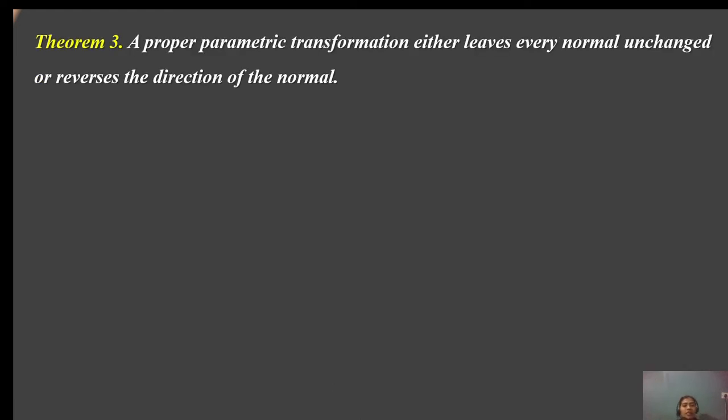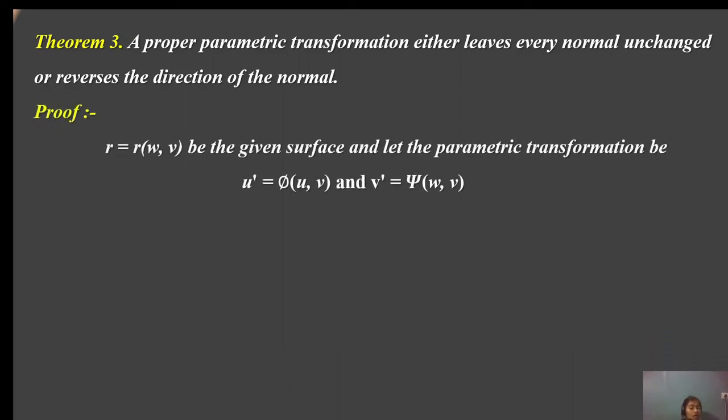Hence, capital R equals small r plus a times R1 cross R2 gives the equation of the normal at a point. Theorem 3: a proper parametric transformation either leaves every normal unchanged or reverses the direction of the normal. It is an important theorem, and questions may be asked on it. Okay, what is the proof? A proper parametric transformation either leaves every normal unchanged or reverses the direction of the normal.